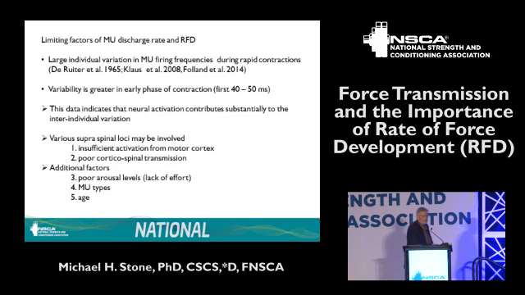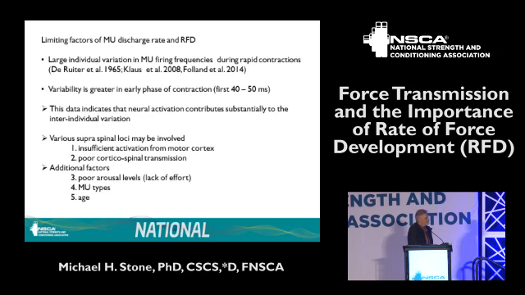Now, there is a large individual variation in motor unit firing frequencies, particularly during rapid contractions. That variability is even more noticeable during the early phases of contraction, up to about the first 50 milliseconds or so. And that type of data indicates that neural activation contributes substantially to inter-individual variation as well. Okay, now, here are some of the limiting factors that we might consider.